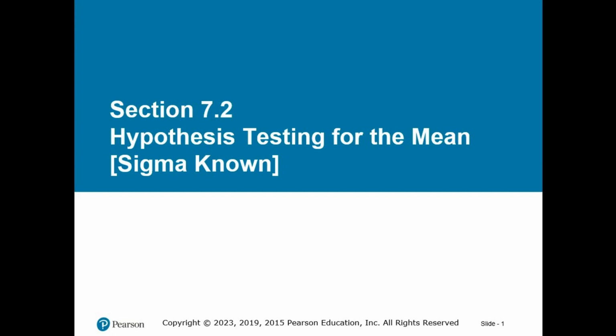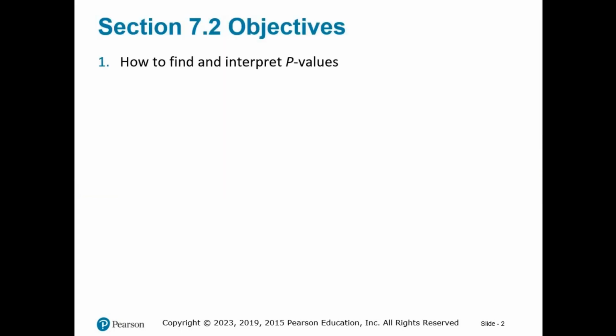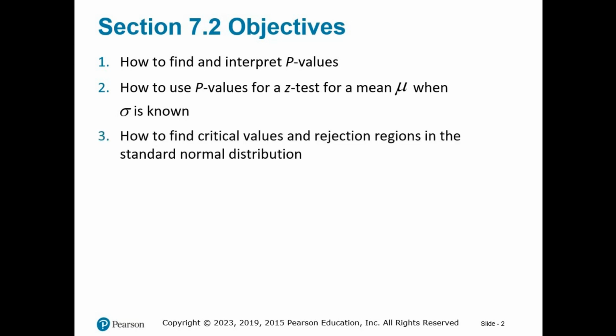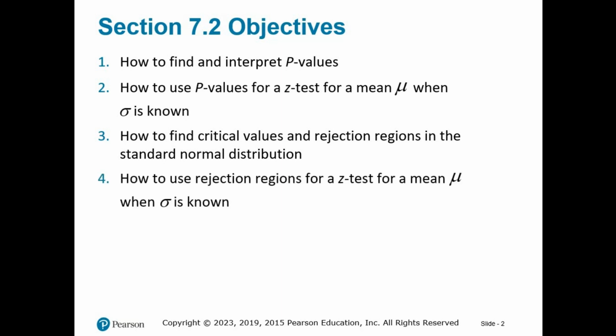Welcome to the lecture video for Chapter 7, Section 2, Hypothesis Testing for the Mean when Sigma is Known. Here's what we're going to be going over today. We're going to learn how to find and interpret p-values. We're going to learn how to use those values for a z-test for a mean mu when sigma is known. You'll learn how to find critical values in what are called rejection regions in the standard normal distribution, and how to use rejection regions for a z-test for a mean mu when sigma is known. Okay, let's get to it.